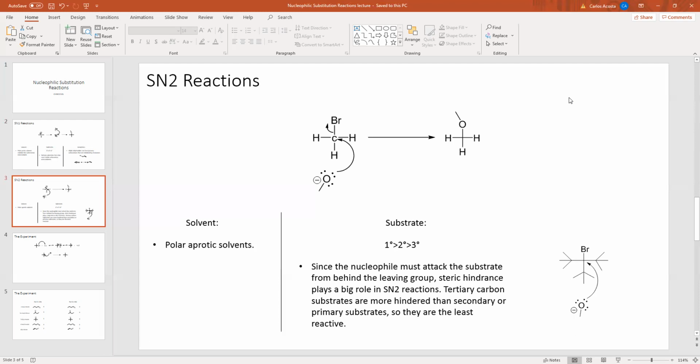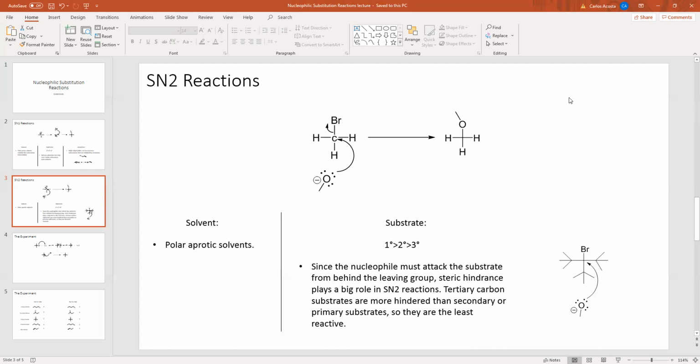Now, the solvents that are best for SN2 reactions are polar aprotic solvents, and this is because if we have a polar protic solvent, there could be hydrogen bonding between the solvent and the nucleophile, and this could prevent our nucleophile from being able to react with our substrate, and we don't want that. Now, the substrates that are best for SN2 reactions are primary carbons, followed by secondary carbons, followed by tertiary carbons.